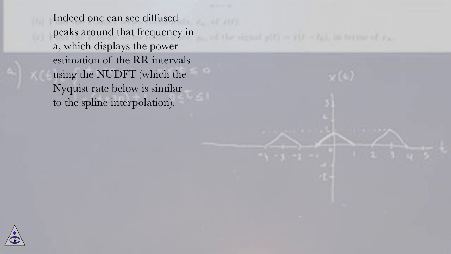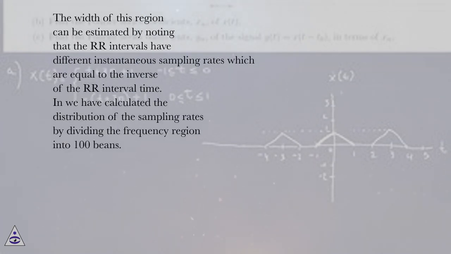Indeed, one can see diffuse peaks around that frequency in A, which displays the power estimation of the RR intervals using the NUT, which below the Nyquist rate is similar to the spline interpolation. The width of this region can be estimated by noting that the RR intervals have different instantaneous sampling rates, which are equal to the inverse of the RR interval time.